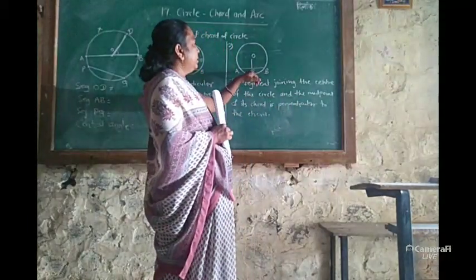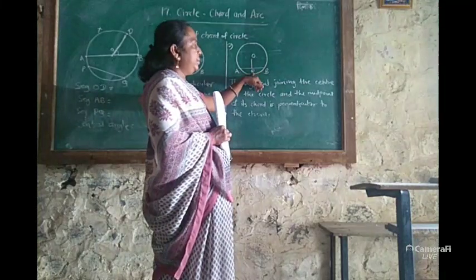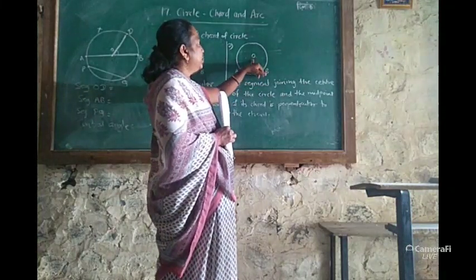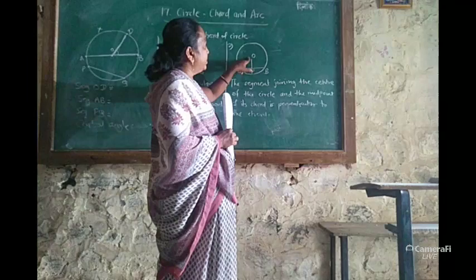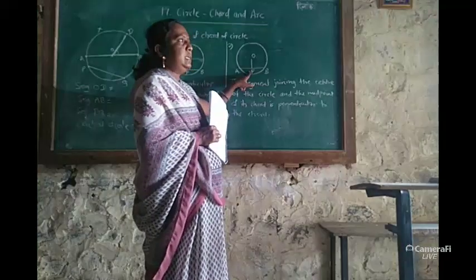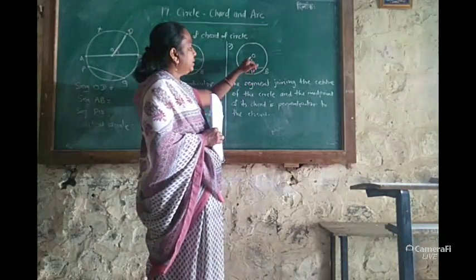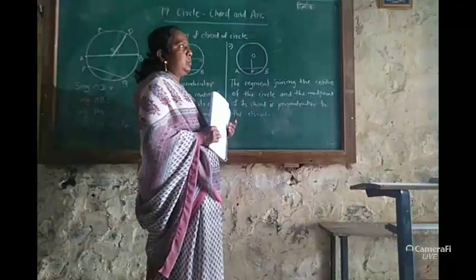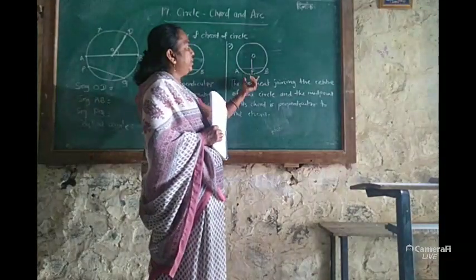Here they have given that P is the midpoint of segment AB or chord AB, and O is the center of the circle. The segment joining the center of the circle and the midpoint of the chord is perpendicular to the chord. That means here OP is perpendicular to AB.